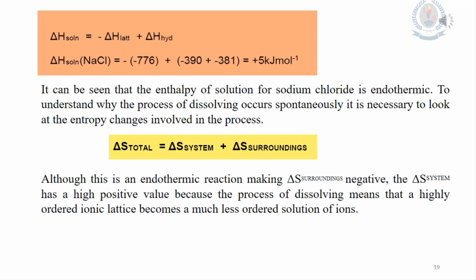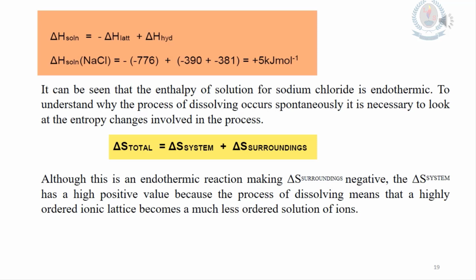So it is minus plus. Then plus, you can find out delta H hydration value minus 390 plus minus 381. So the total answer is equal to delta H solution of sodium chloride, plus 5 kilojoule per mole. But when we consider this delta H value, it is an endothermic reaction. Then how does this reaction occur spontaneously? So we have to look at the entropy changes involved in this reaction.